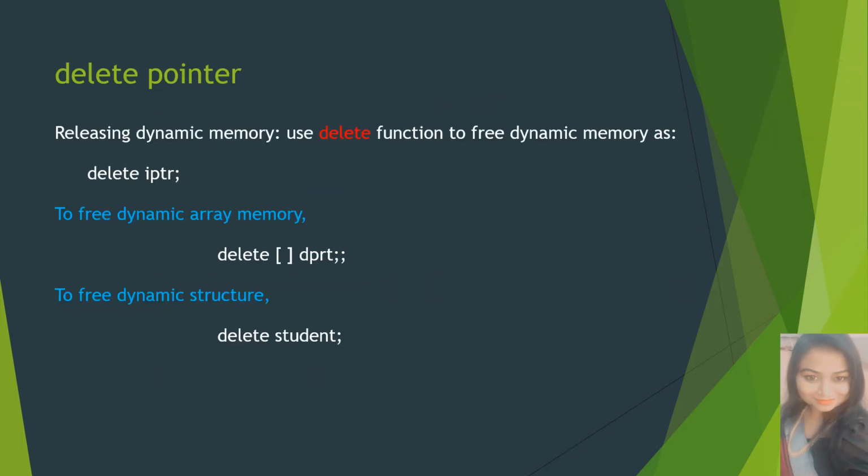Then delete. Delete is an operator which is used for deallocating memory spaces dynamically at runtime. Here are three different syntaxes. The first syntax is delete space iptr, where iptr is a variable. Just as we saw three syntaxes in new, it is the same here. For the first syntax, if we need to deallocate the memory of just one variable, we use delete space iptr.